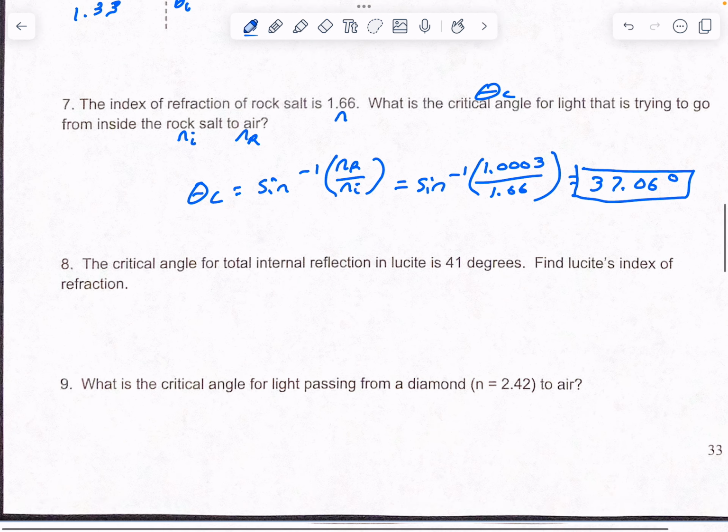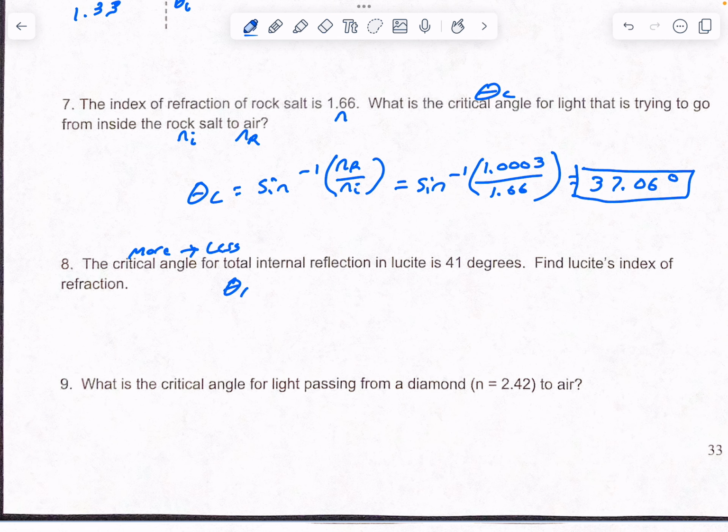The critical angle for total internal reflection in lucite is 41 degrees. Find lucite's index of refraction. You see how it didn't really mention any other material, so that means the other one is air. Remember, critical angle is always more dense to less dense. So we have to be going from lucite, at 41 degrees, to air. In this case, we know our critical angle.